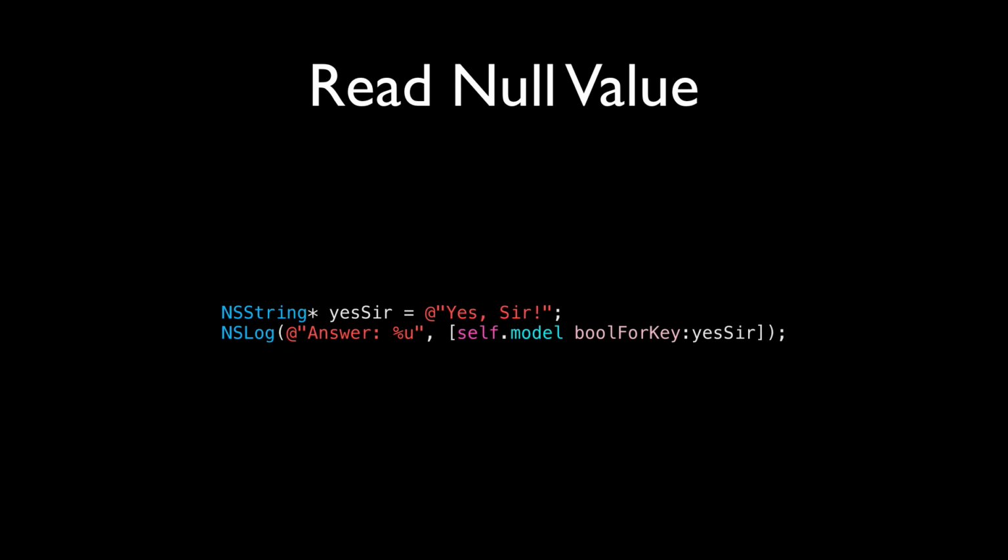Let's look at some examples. For example, if you were to read a null value, a value that hasn't been defined before, what happens? So in this code example you have yesSir as the key for the value, and you are trying to get the bool value for that specific key. Now, we haven't created this variable yet, so the answer is always a safe default value. It doesn't crash, it doesn't return nil, it returns the safe default value. In case of bool value, that's NO, and in case of all other values, that's of course 0.